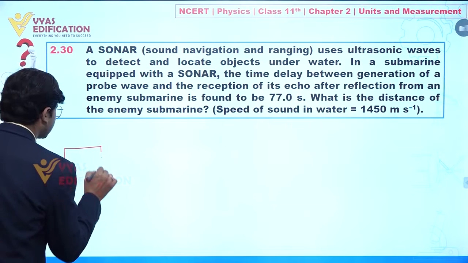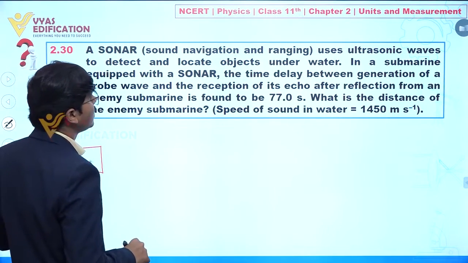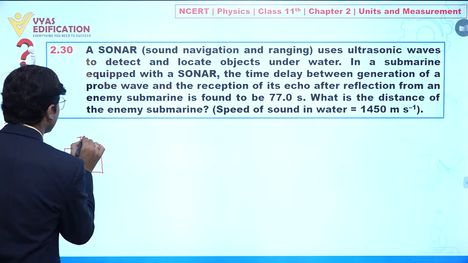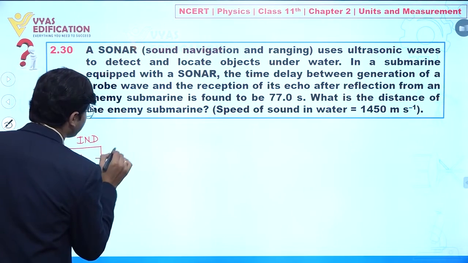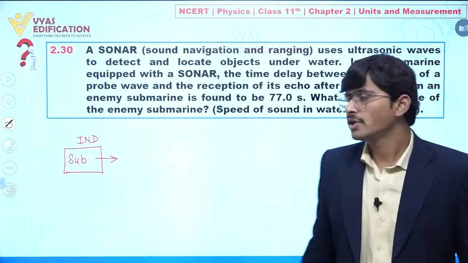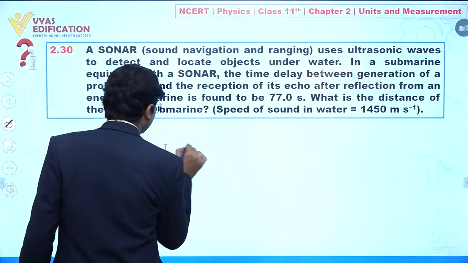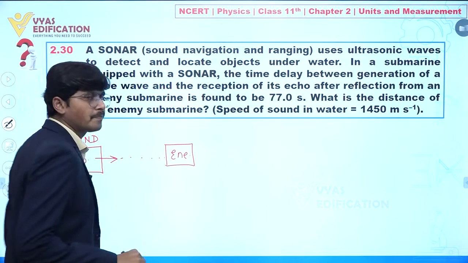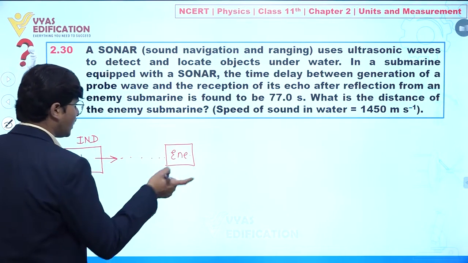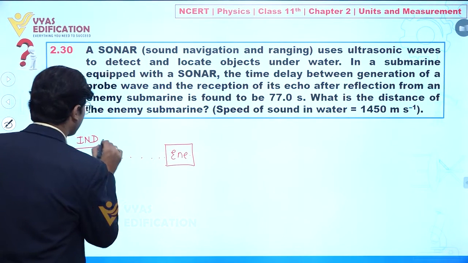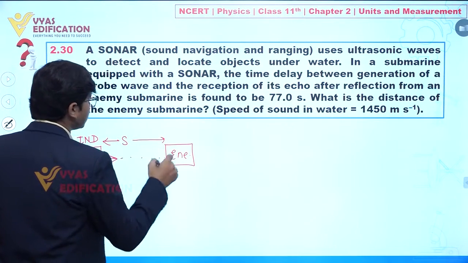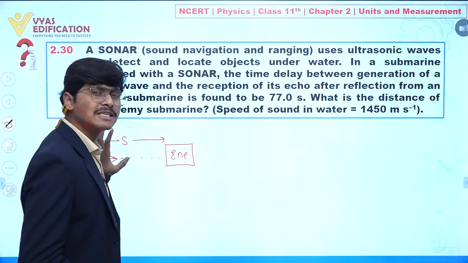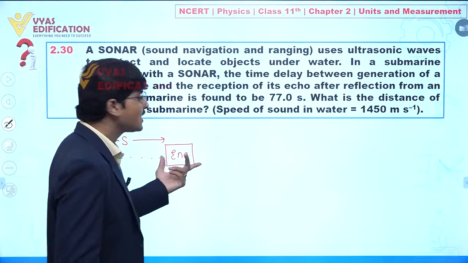So you can understand it like this. Let's suppose this is our submarine, you can assume this is the Indian submarine. Now let's suppose they release an ultrasonic wave, and here we have the enemy submarine. This ultrasonic wave goes and strikes the enemy submarine and again reaches the same point. So let's suppose the distance between the two submarines is s, and this is the enemy submarine.